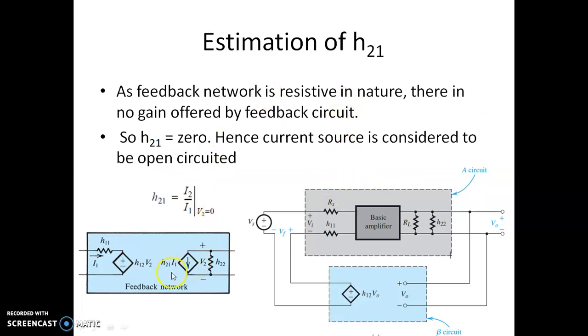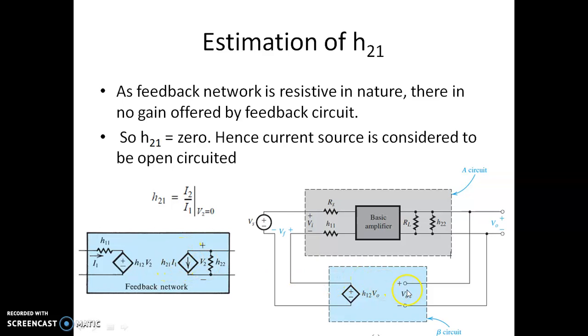Coming to the last parameter, which is H21, this is slightly different. This feedback network is used for feeding a portion of the output back to the input, and this is usually done using an electrical resistive network. It will not offer any gain, so H21 is represented as 0. So when H21 becomes 0, this is open circuited.